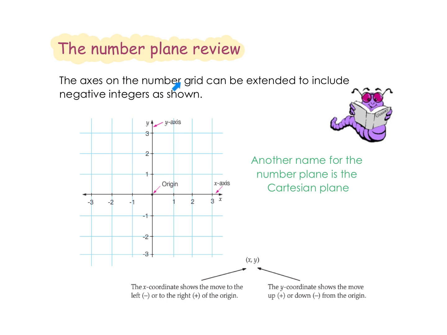The axes on the number grid can be extended to include negative integers as shown. So we had 1, 2, 3, 4, but -1, -2, -3, -4. And then 1, 2, 3, 4, -1, -2, -3, -4. So we have our negative numbers. You can go ahead, draw some nice little axes. Don't forget the numbers, the words origin, x-axis, and y-axis.